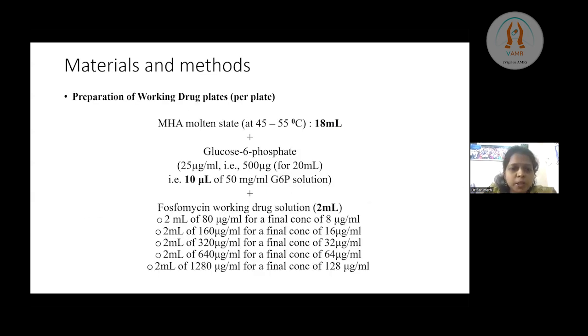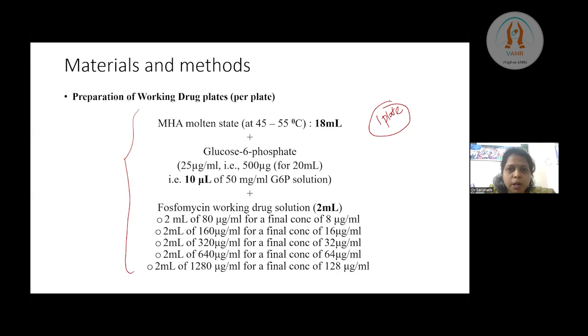Coming to the preparation of the drug plates. Now, this is a scheme of what should be included for one drug plate. What all is to be present in the plate, I will tell in this slide. And subsequently, how to go about the study, I will tell.